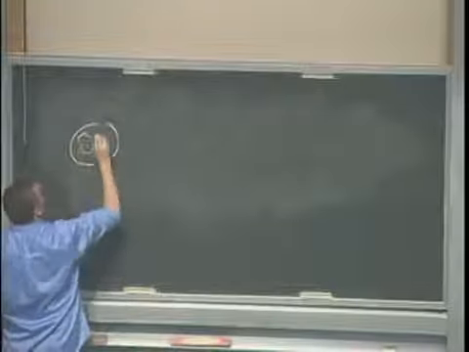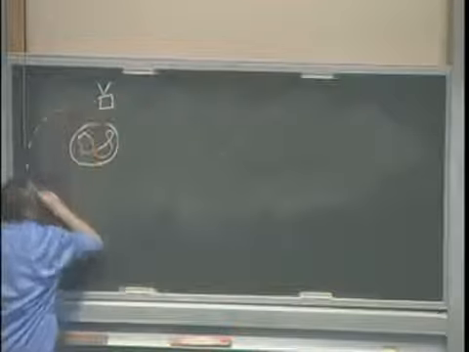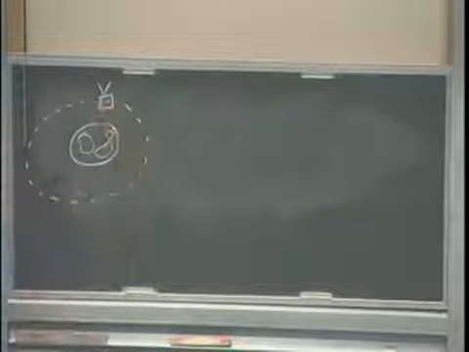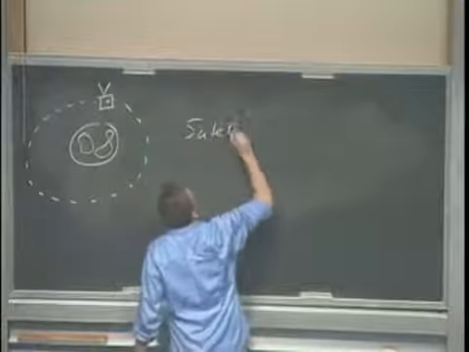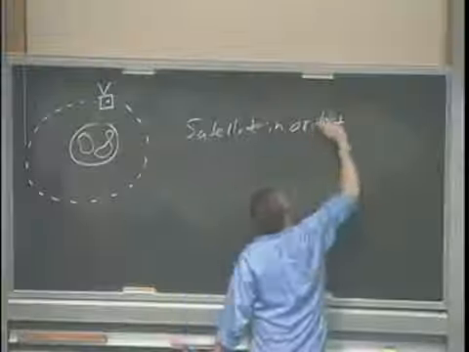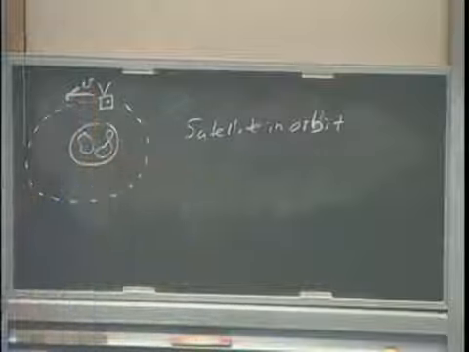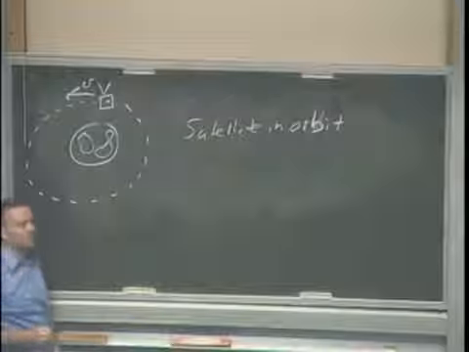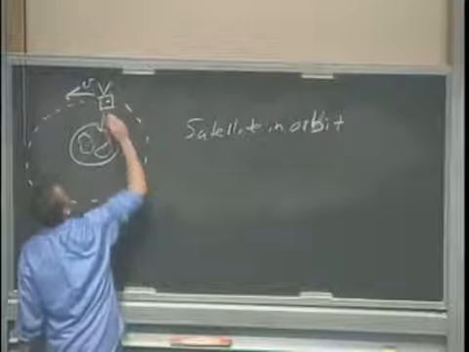Okay, here is the Earth and all of its splendor. Here is a little satellite orbiting around the Earth, uniform circular motion. So this is a satellite in orbit. It's got a velocity, it's got a mass, it's moving in a circular orbit, which means it's got a centripetal acceleration. The centripetal force in this case is just its weight, mg.